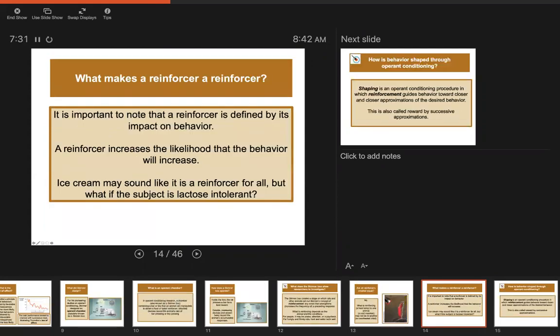What makes a reinforcer a reinforcer? It's important to note that a reinforcer is defined by its effect on behavior. A reinforcer increases the likelihood that the behavior will increase. Ice cream may sound like it's a reinforcer for all, but what if the subject is lactose intolerant? Food is a really good example. Lots of times things that some of us think are absolutely delicious, other people will not find reinforcing at all. And so we have to keep in mind what is reinforcing for one is not reinforcing for all.